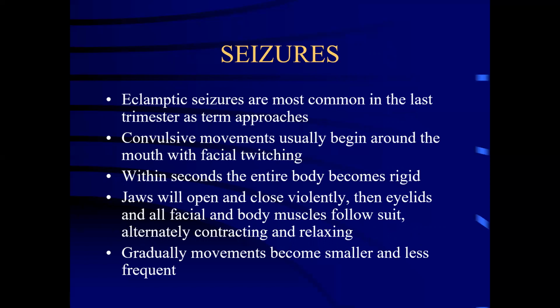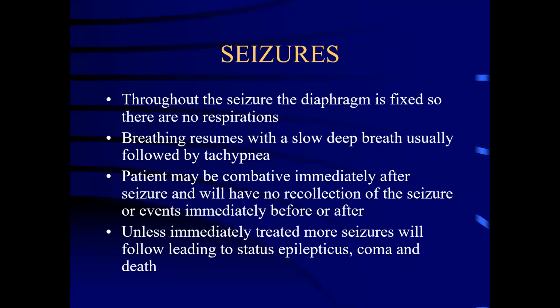So usually the face will start twitching, then the entire body becomes rigid, their jaw will open and close violently. Sometimes they make shrill noises, and then gradually the movements become smaller and less frequent. There are no respirations because the diaphragm is fixed. Breathing resumes, and usually it's slow, and then she becomes tachypneic. They may have the post-ictal combativeness, confusion, and we should treat this because it's more likely to continue to happen and can lead into status epilepticus.